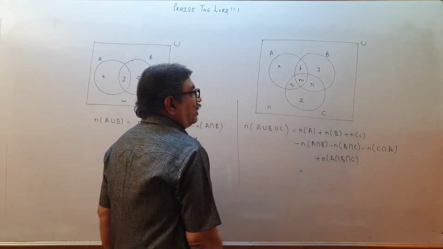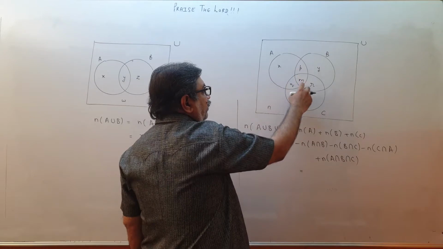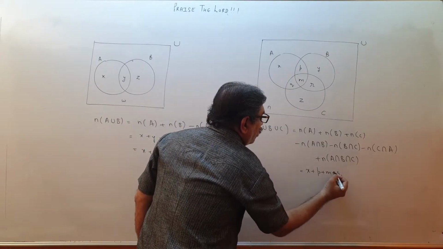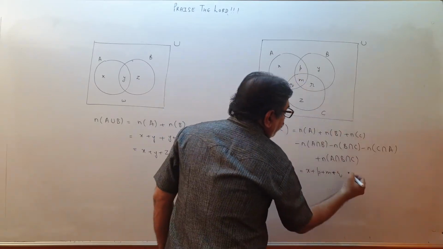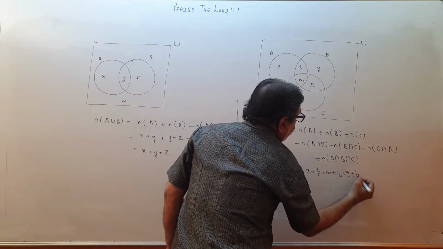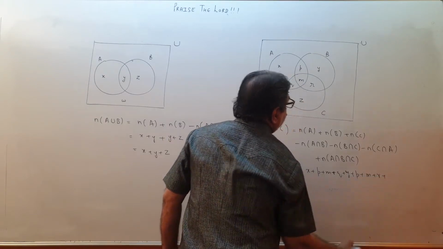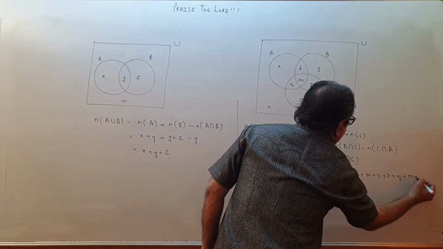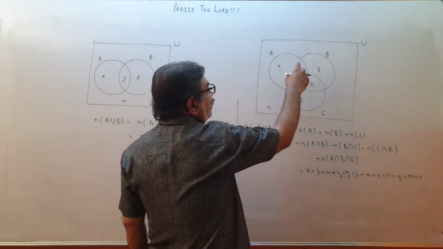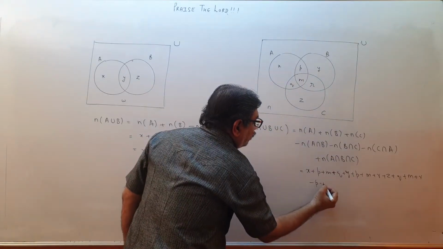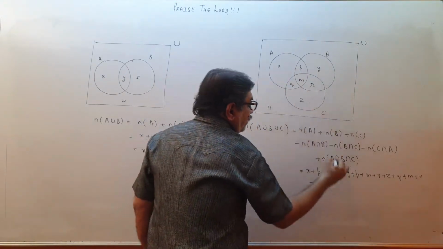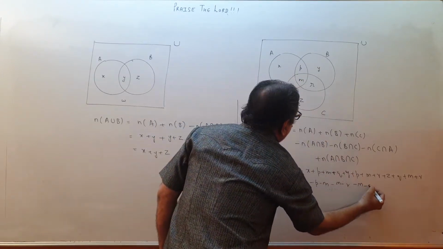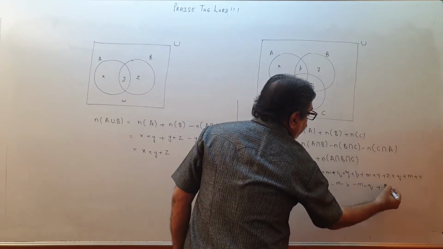Now let us check. n(A) means what? X plus P plus M plus Q. Okay. n(B) means what? Y plus P plus M plus R. n(C) means Z plus Q plus M plus R. A intersection B, P plus M. So minus P minus M. B intersection C, minus M minus R. C intersection A, minus M minus Q and plus M.